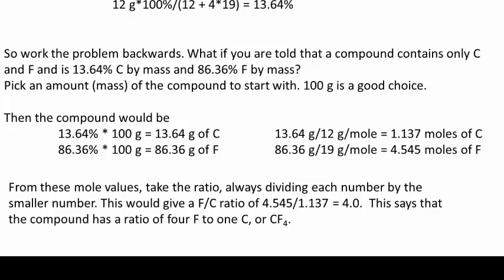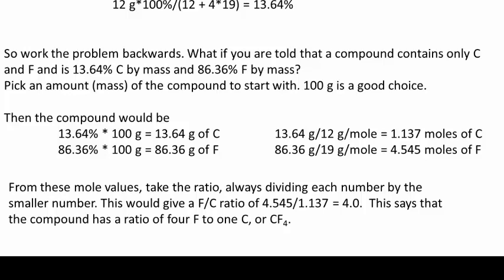Okay, just simple logic. If you then divide each of these masses by the molar mass of those elements, that is, divide the 13.64 grams by 12 grams per mole, you get the number of moles of carbon in that 100 gram sample. Likewise for fluorine, you get the number of moles of fluorine in that sample. Those values are shown, 1.137 moles of carbon, 4.545 moles of fluorine. That would be the mole-to-mole ratio of carbon to fluorine in that representative sample.